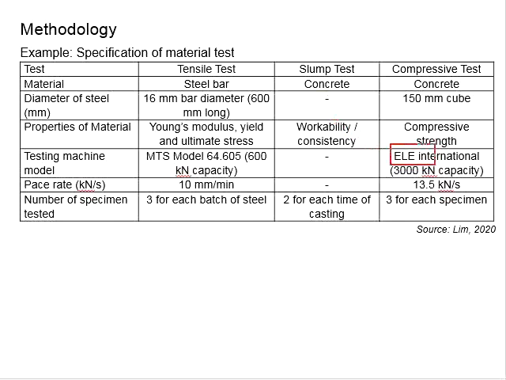Clearly specify the testing machine and its model as well as the maximum capacity. Specify the pace rate, which is supposed to be in accordance with the relevant standards, and specify the number of specimens to be tested, which is 3 units of concrete cubes in this case for each specimen, as you know that the concrete strength increases with age. Let's say now you have 20 specimens to be tested.